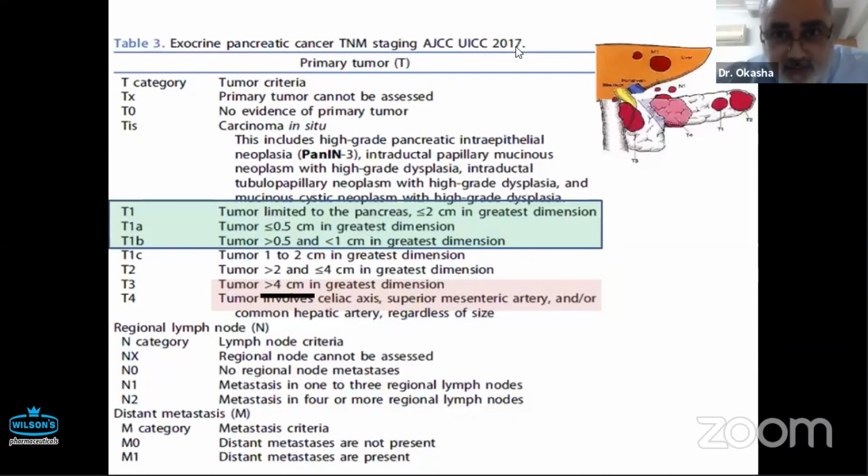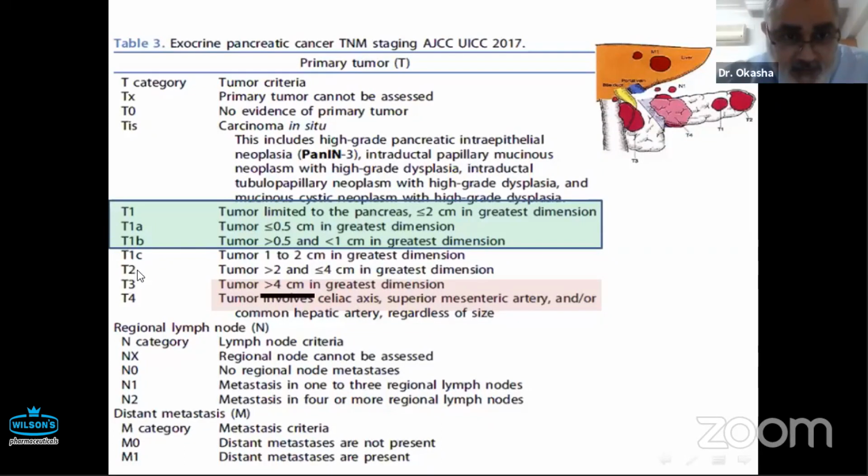In 2017, there is a slight modification of the previously mentioned old one. In the lymph nodes, N0, no regional lymph nodes, N1, metastasis in 1 to 3 regional lymph nodes, and N2 is metastasis in 4 or more regional lymph nodes. And regarding the local T staging, T1 is the same, tumor limited to the pancreas and smaller than 2 centimeters. If it is less than half a centimeter, then it is T1a. If it is from half to 1 centimeter, then it is T1b. If it is between 1 and 2 centimeters, then it is T1c.